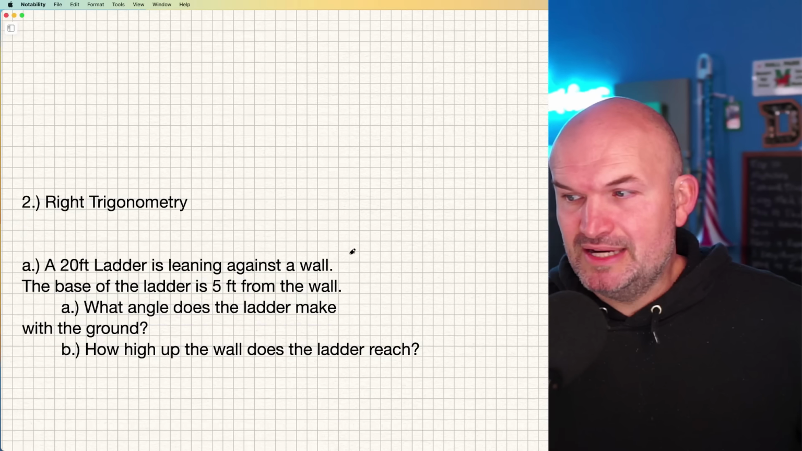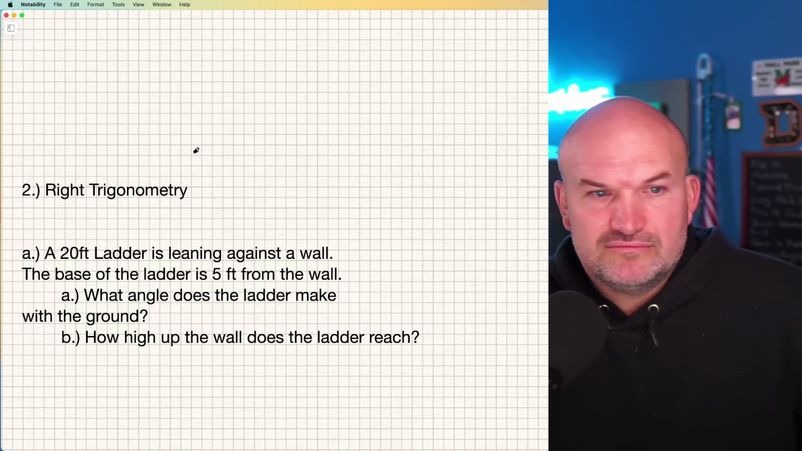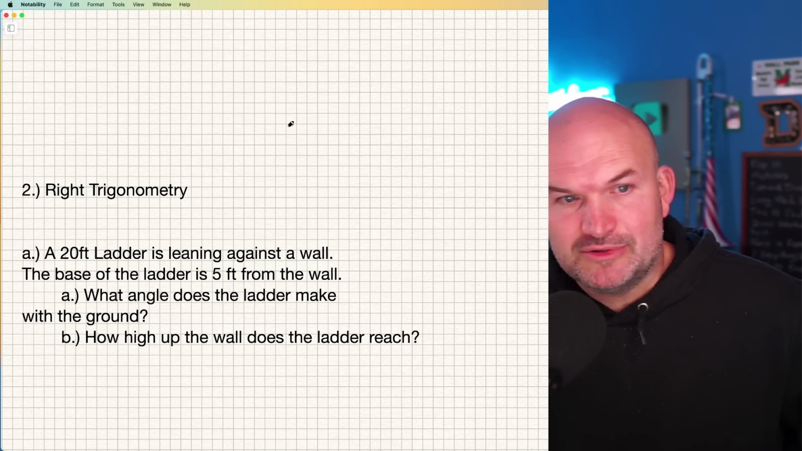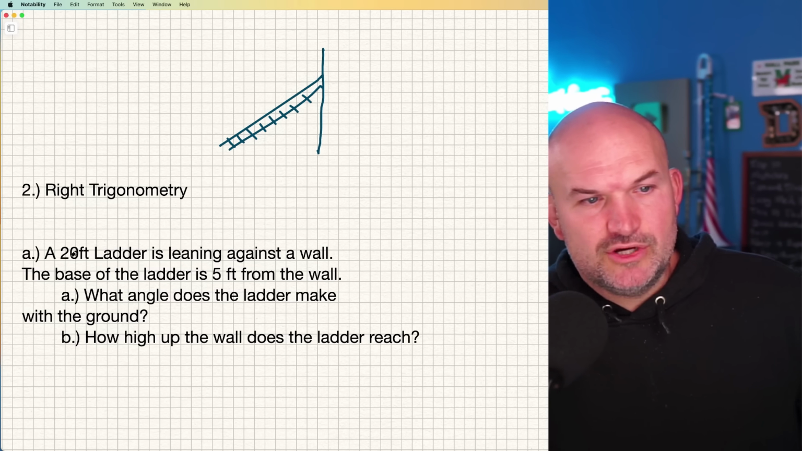So this one says a 20-foot ladder is leaning against a wall. So ladies and gentlemen, just going back to basics. Remember algebra 1, geometry, algebra 2, you're given some description of what's going on. Draw a picture. Okay.